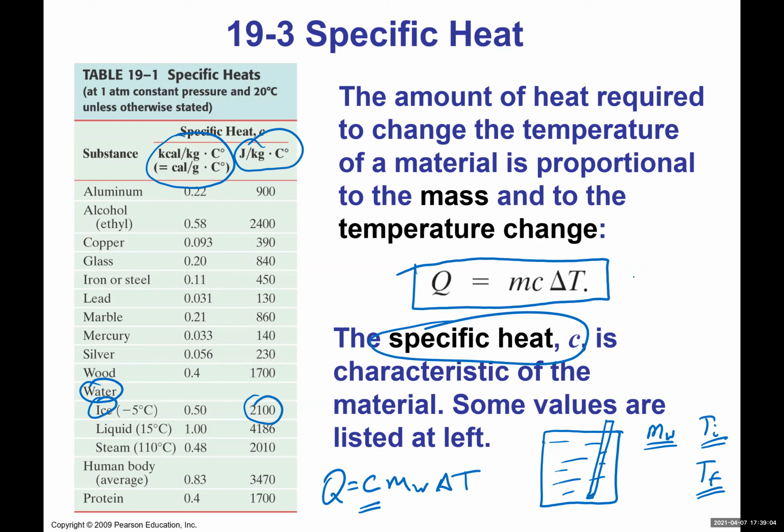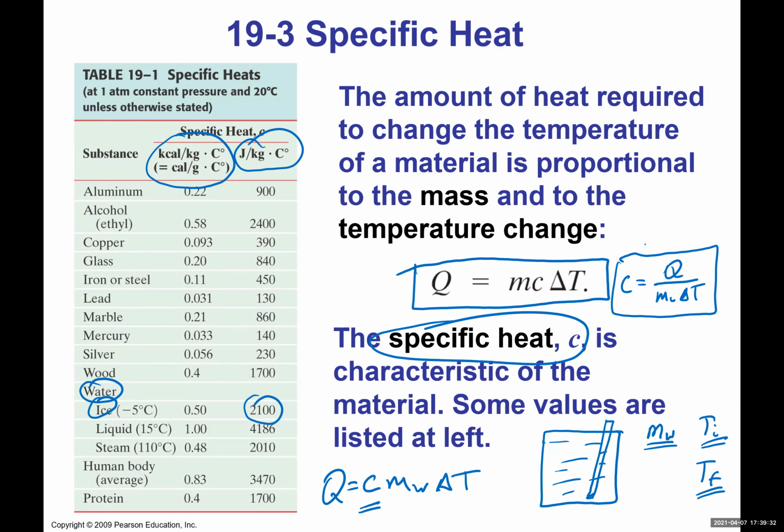So specific heat is basically the amount of energy needed to change the temperature of your substance. Let's say specific heat is equal to Q divided by the mass of water times the change in temperature. That's how we can calculate the specific heat for, let's say, water.